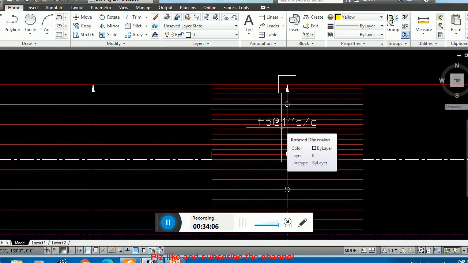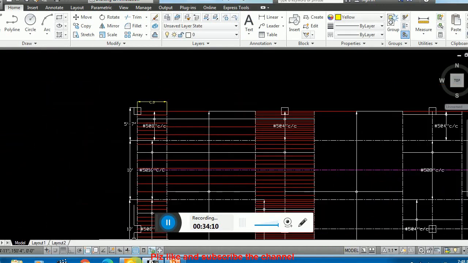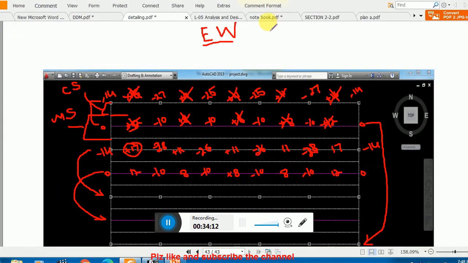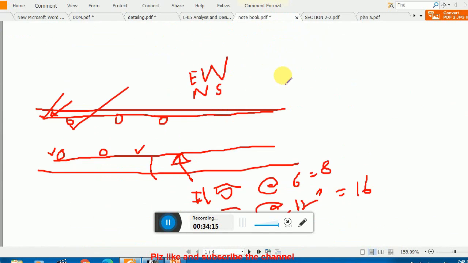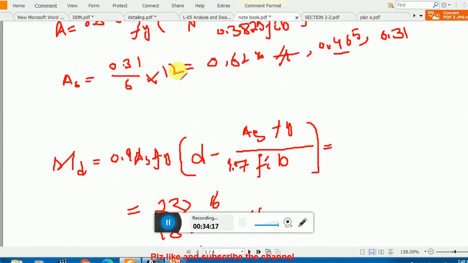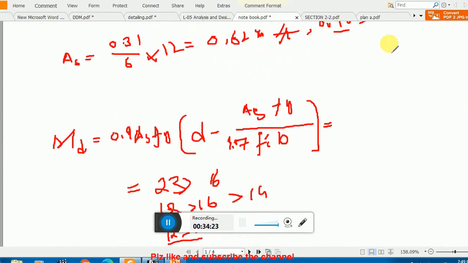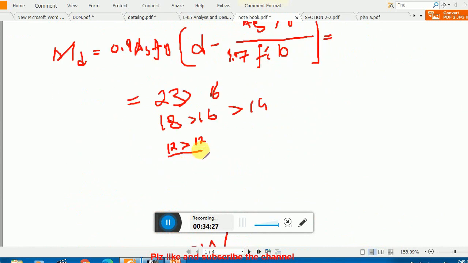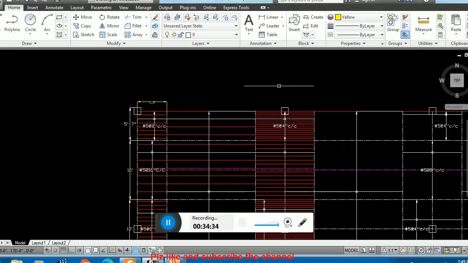If you are interested to find the moment capacity of number 4 at the rate of 4 inch center to center, you just need to change this 6 with 4 and do the calculation, then that steel area will be plugged here and you get the capacity. That is more than 28, I think around 29 to 30. So that's why I'm using this close reinforcement, number 4 at the rate of 4 inch center to center.